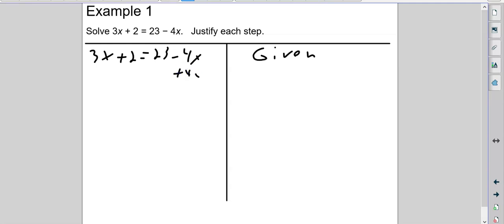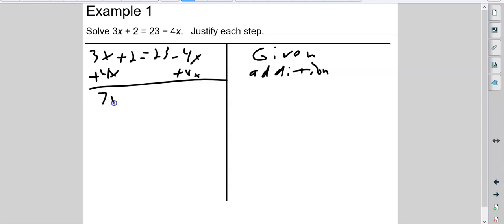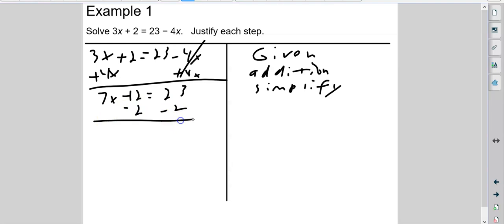I'm going to add 4x to both sides. Okay? And that's going to be the addition rule. I just added to both sides. So that's going to give me 7x plus 2 equals, this is gone now, 23. Well, if I move the letters to the left, what's here is it's just simplified. I need to move my numbers to the right. So I'm going to subtract 2 from both sides. And right there, that's my property, subtraction.